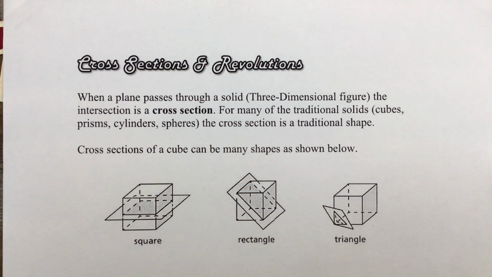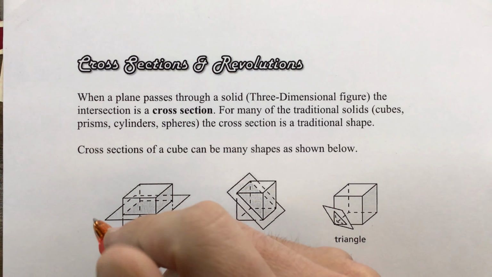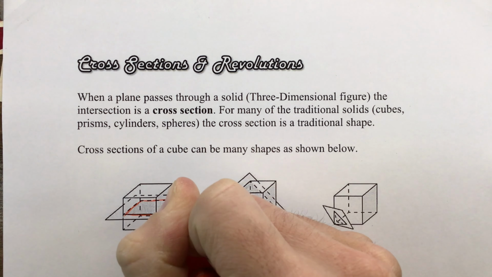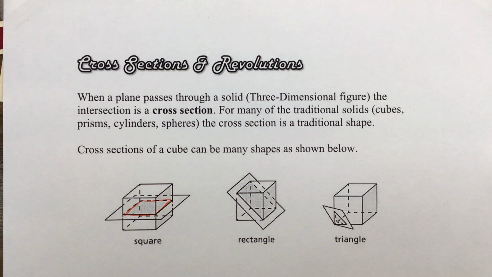Now, you can create all kinds of really interesting shapes, but most of them tend to be squares, rectangles, and triangles. For example, here's a picture of a cube with planes passing through it at different angles. And depending on how it passes through that, you get different cross-sections. Okay, so if you go horizontal to the bases, your cross-section is going to be right here. Let's go ahead and highlight it. It's going to be right here, which itself is a square.